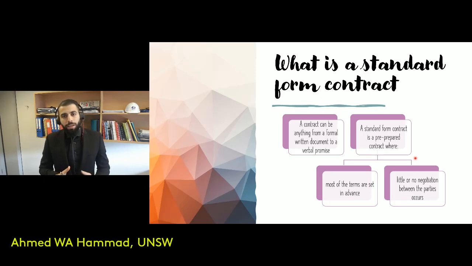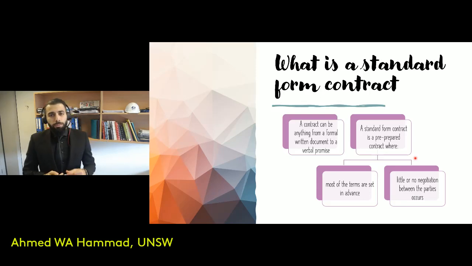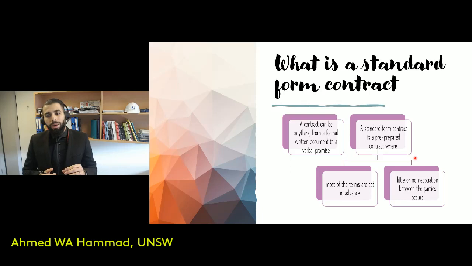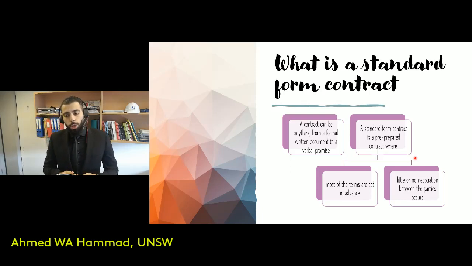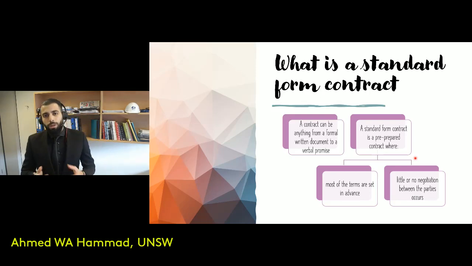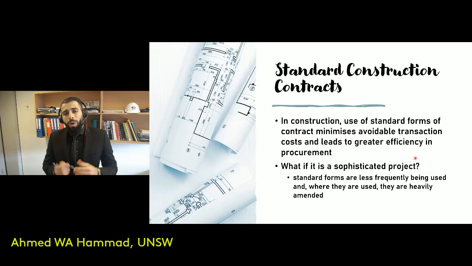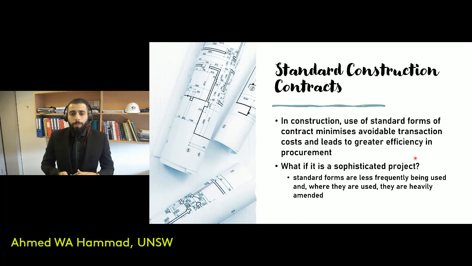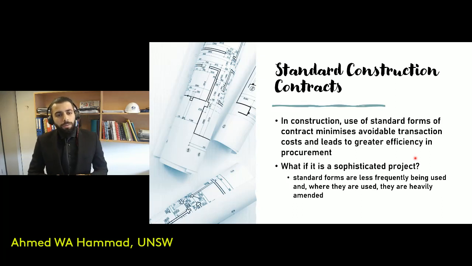The contract can be anything from a written form to a verbal promise. When it comes to standard form contracts, the definition of that is it's a contract type where the terms and conditions are set in advance. So there's little to no negotiation that's involved between the parties. Why would we adopt standard form contracts in the construction industry? Well, there's a number of reasons.